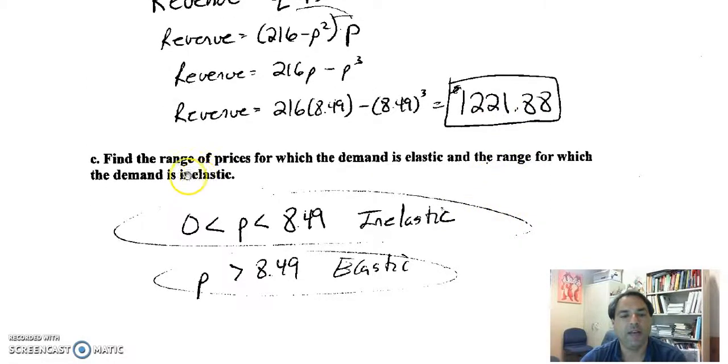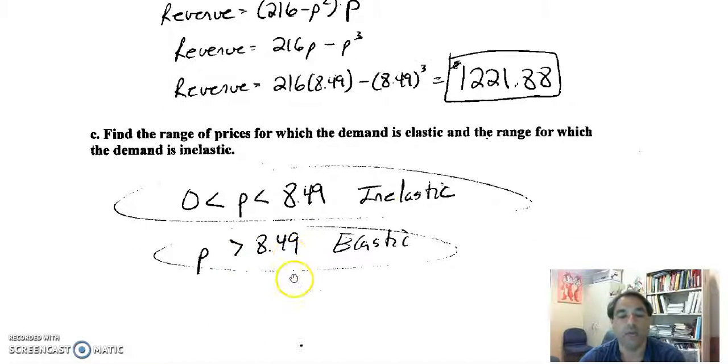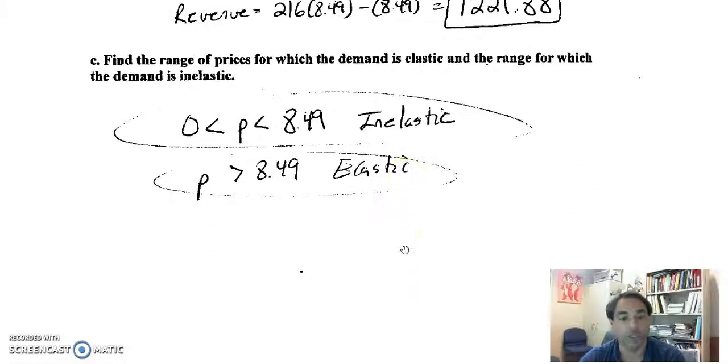Now remember, how do I know when it's inelastic or elastic? Well, 0 is the lowest price we can charge. And anything lower than $8.49, between 0 and $8.49, that's when it's inelastic. That's the numbers that told us we should raise the price. But anything above $8.49 would be elastic. That's when we should lower the price.